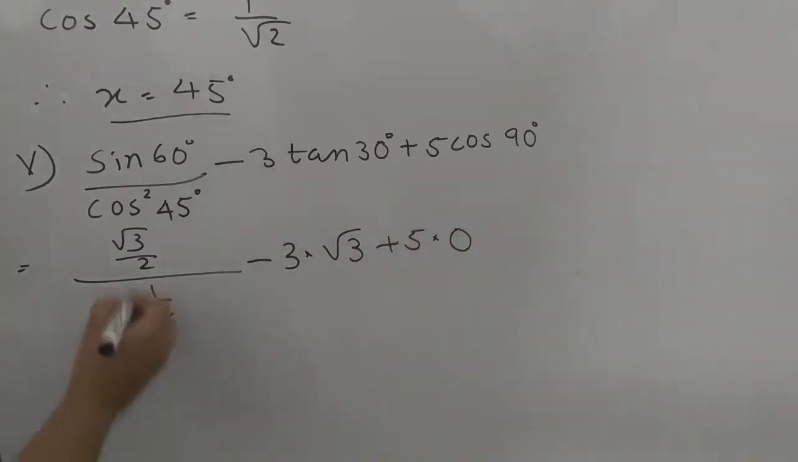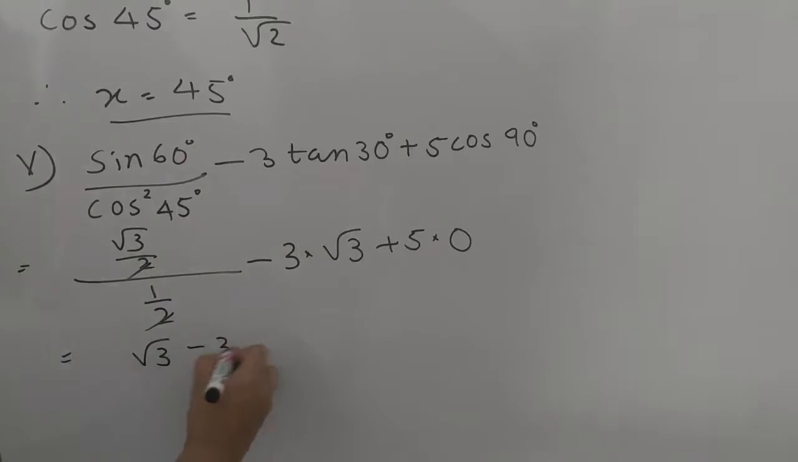So this 2 gets cancelled. You can take the reciprocal and cancel out. So here it will be only root 3 minus 3 root 3, and this is 5 zeros are 0. So no need to write this last value 0. Now you can see the answer. It is root 3 minus 3 root 3. So we can solve it further. Here it is 0 as the answer.